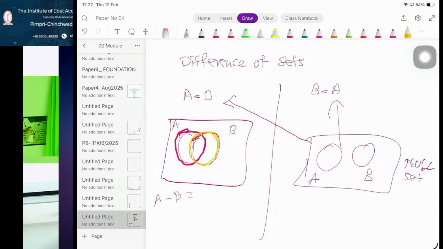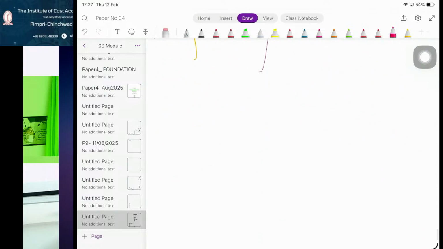ओवरलैप हो रही है. लेकिन A कौन सा सेट है? खाली ये वाला पार्ट. So A minus B means this particular portion. I will darken this portion. That's all. वापिस देखते हैं.